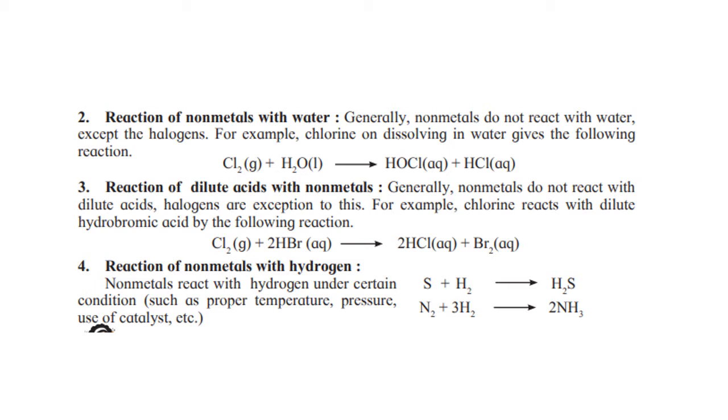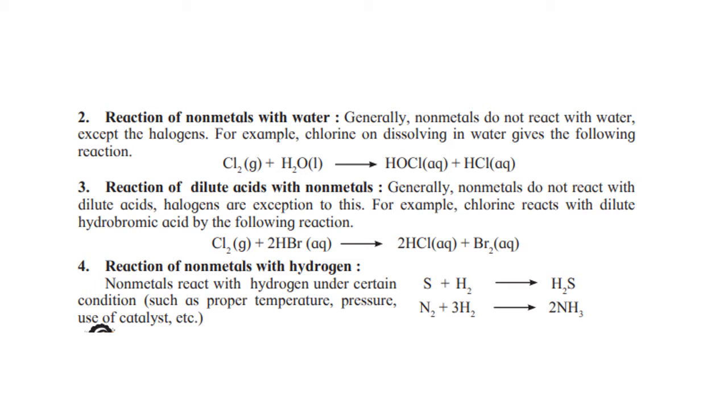Third one, reaction of dilute acid with nonmetal. Similarly, nonmetals do not react with dilute acid, but halogens are an exception to this. For example, chlorine reacts with dilute HBr, that is hydrobromic acid, to form the following compounds. Chlorine plus HBr forms HCl plus Br2.